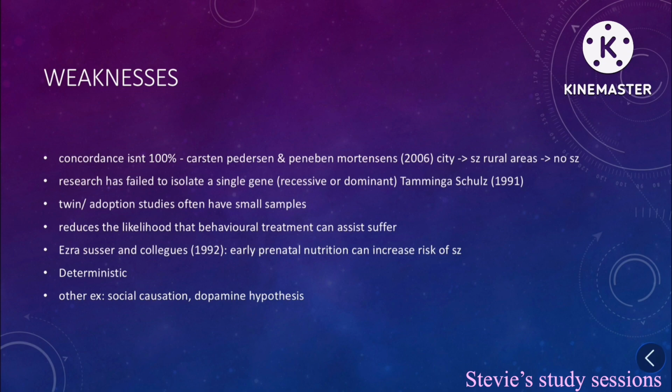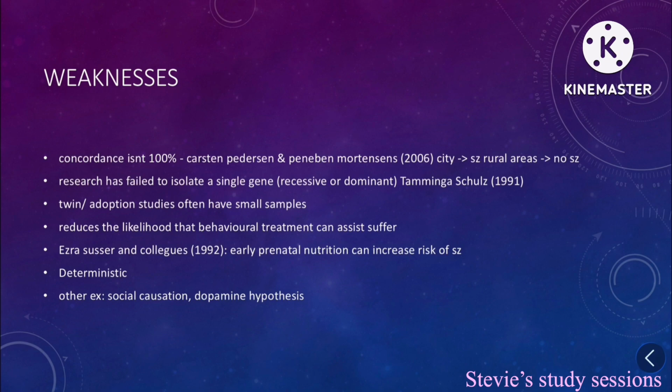Weaknesses. Now, we talked about this with Gottesman and Shields, but the concordance rate isn't 100%. Carson, Passman, and Pastlean, Mortensen, 2006, showed that cities led to schizophrenia and rural areas did not lead to schizophrenia. This suggests that there's more than just a genetic explanation for schizophrenia, and this explanation should be used alongside social reasons. Researchers failed to isolate a single gene, recessive or dominant, to explain schizophrenia.